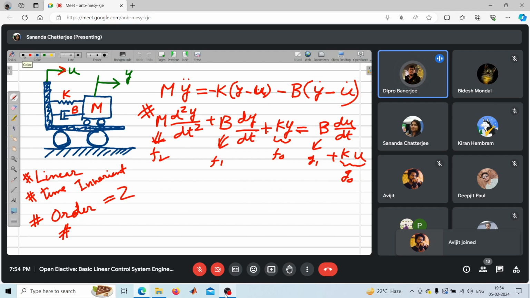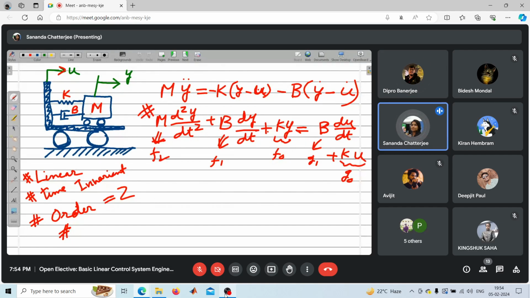m s square Y, considering that the initial conditions are 0. We will assume that there was no energy stored in this mass and this spring. So we will consider the Laplace transform of this to be m s square plus b s plus k.